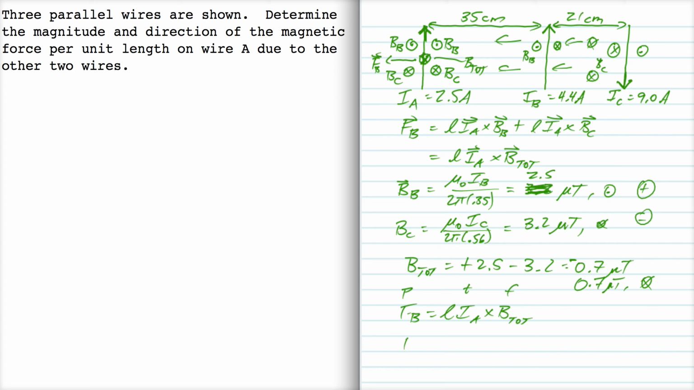Now, to find the force per unit length, I just take the current multiplied by the total magnetic field, which is 0.7 microtesla, times sine 90, I guess. They're perpendicular to one another. And that gives me 1.8 times 10 to the minus 6 newtons per meter, and it's directed to the left.